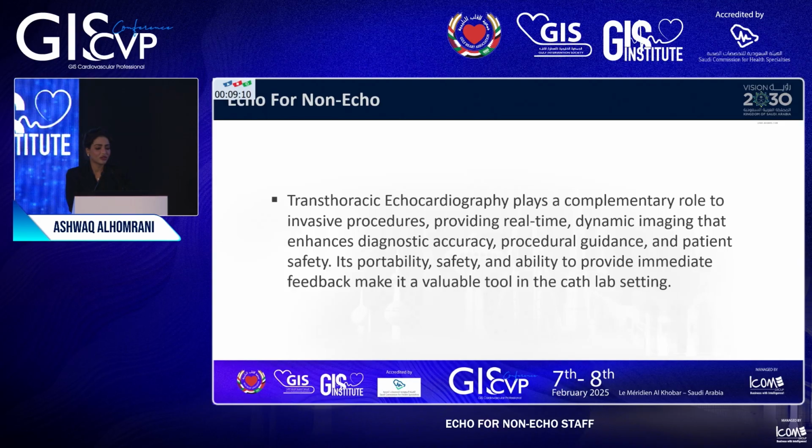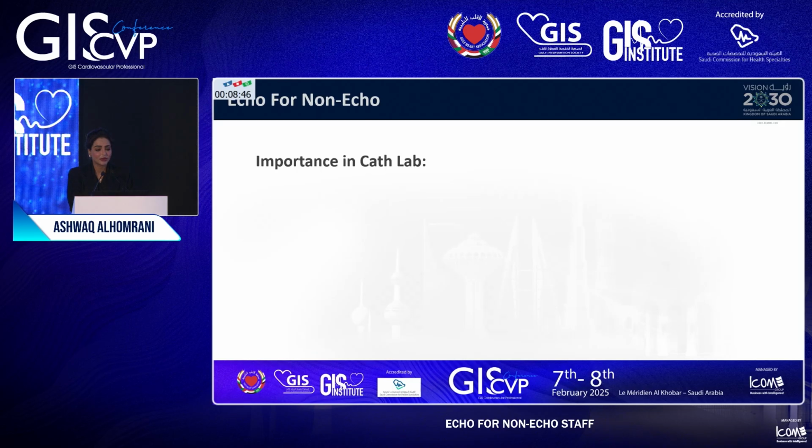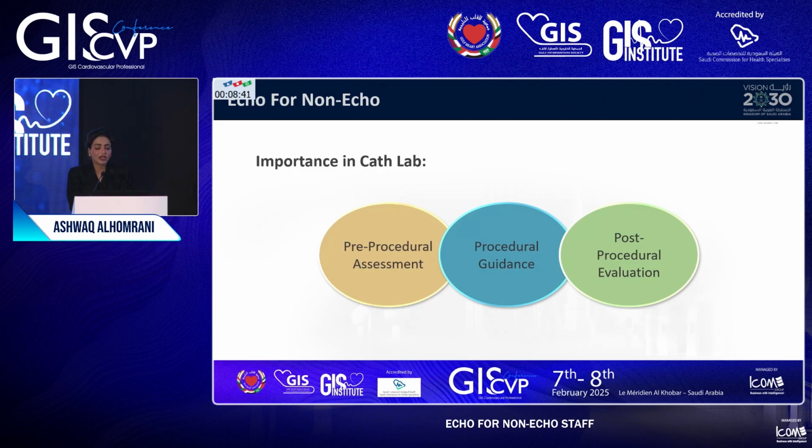So as you know, the transthoracic echocardiogram plays a complementary role in invasive procedures, especially as it provides real-time dynamic imaging that enhances diagnostic accuracy. The most effective way to apply it during cath lab is the ability to provide immediate feedback, making it a valuable tool in the setting of pathology especially. So what is the importance of echo during the cath lab? It's divided into three divisions: pre-procedural, during the procedure, and also post-procedure evaluation.